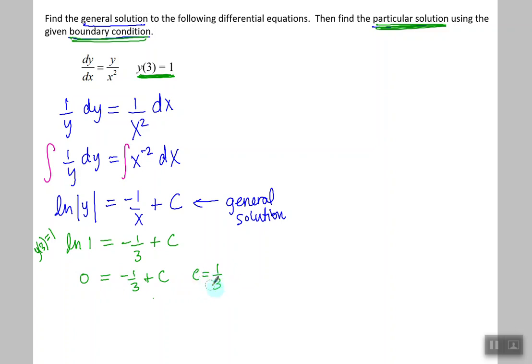I plug this back into my general solution, and I can write natural log of the absolute value of y equals negative 1 over x plus 1/3. And now I have a particular solution.